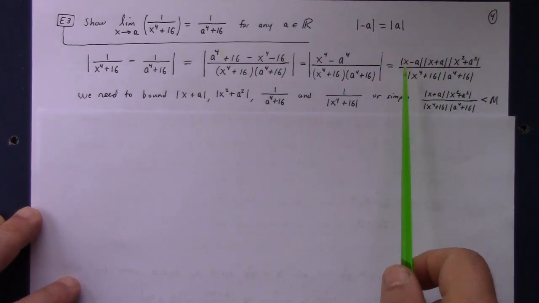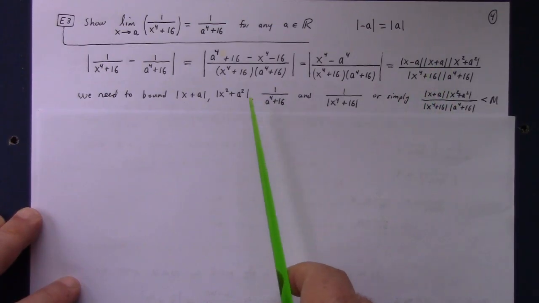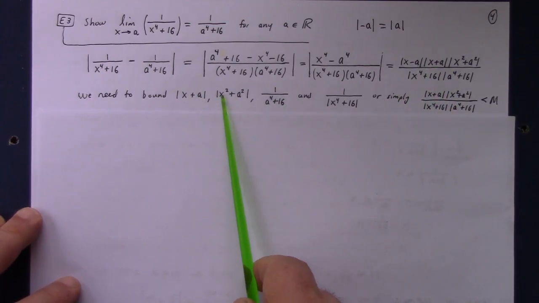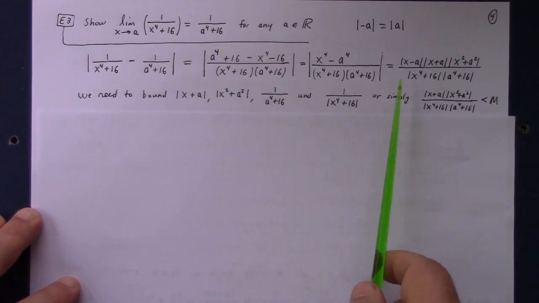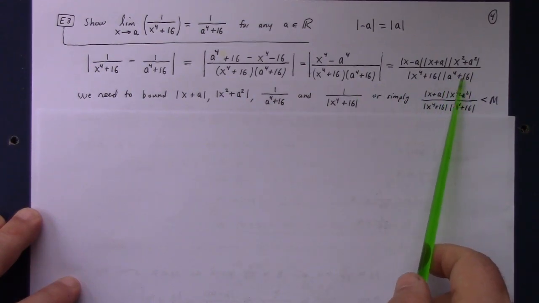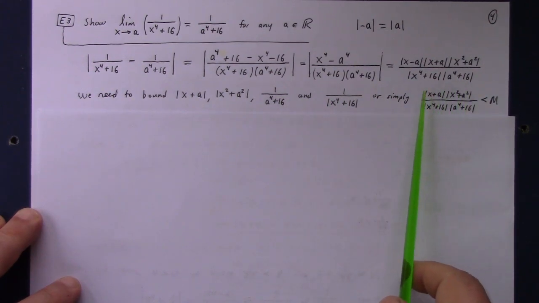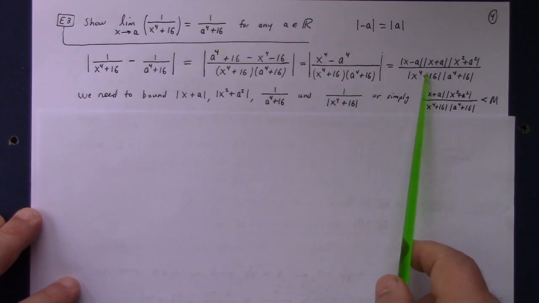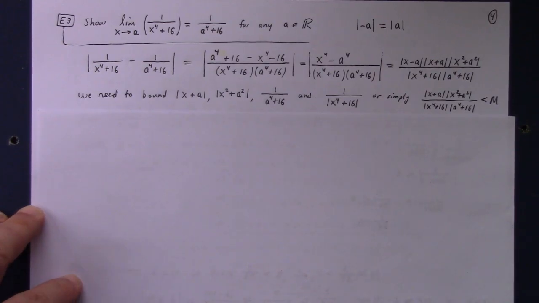So if you look at this, what we need then is to get our bounds on the absolute value of x plus a, and the absolute value of x squared plus a squared. Of course, this is positive, so we don't really need the absolute values. And downstairs, a to the fourth plus 16 is positive. And then, of course, the absolute value of x to the fourth plus 16, I could drop the absolute values because it's clear that x to the fourth plus 16 is positive as well.